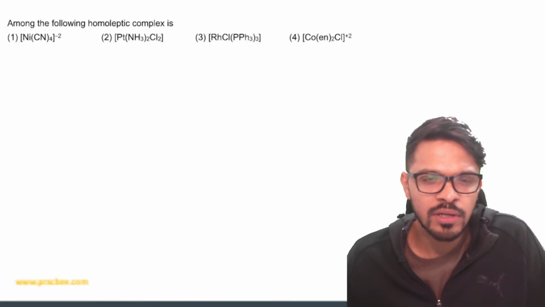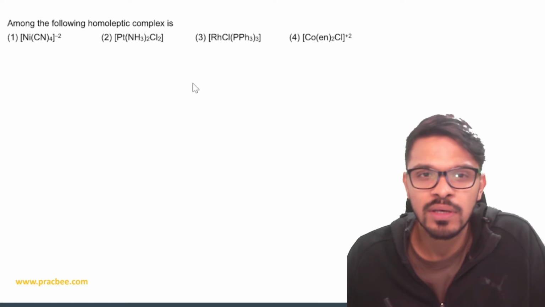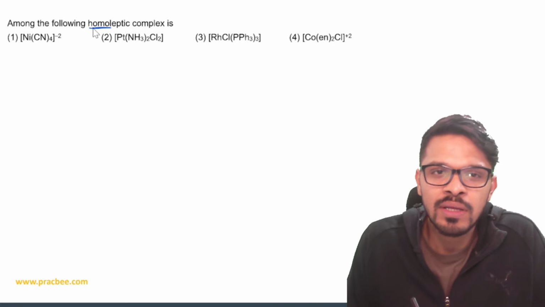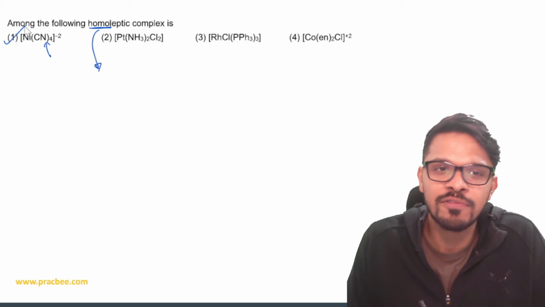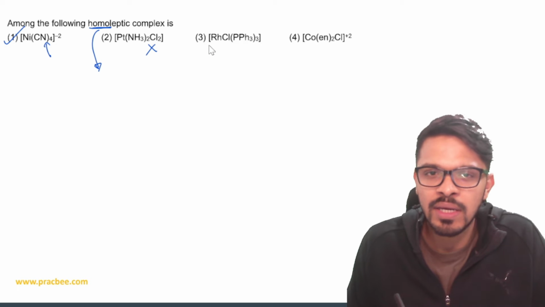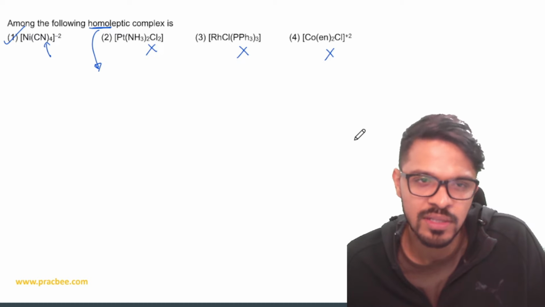The first question of inorganic chemistry is: among the following, homoleptic complexes. Homo means same. So homoleptic is that complex in which all the ligands are same. I can see in the first case all the ligands are same. It is not the case in the other three. So the homoleptic complex is the first one.